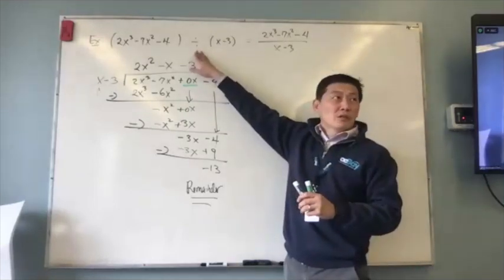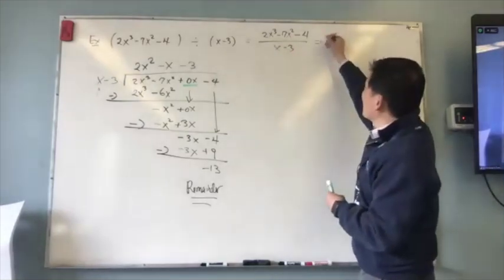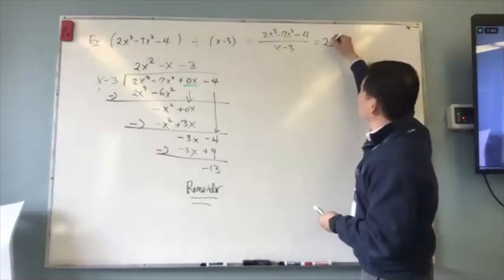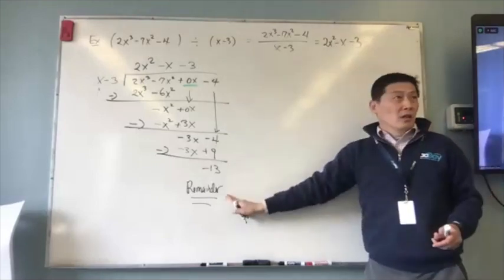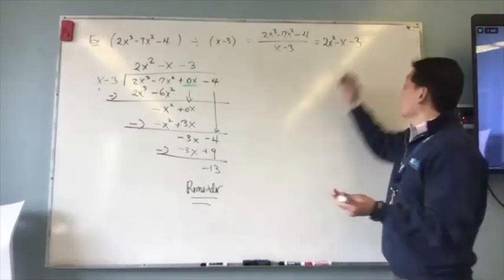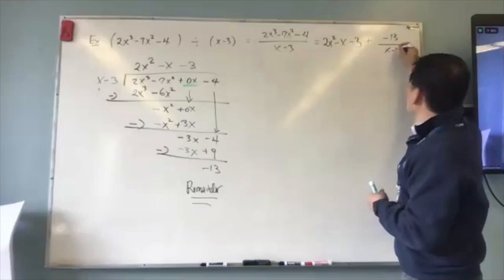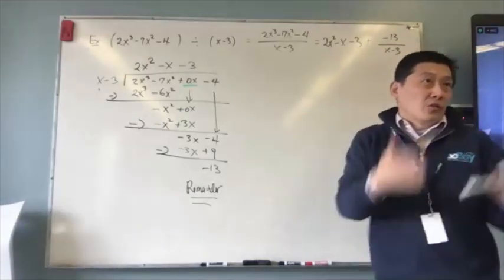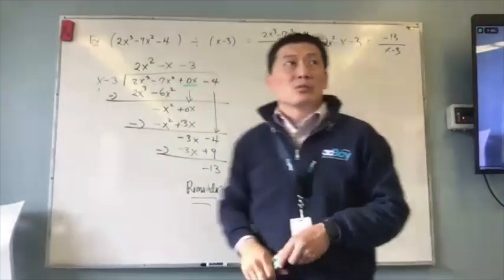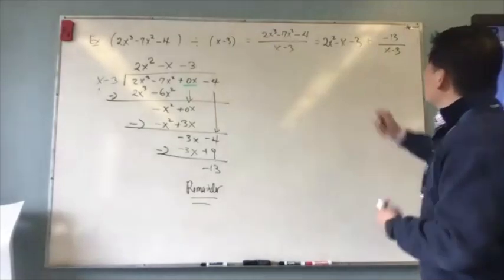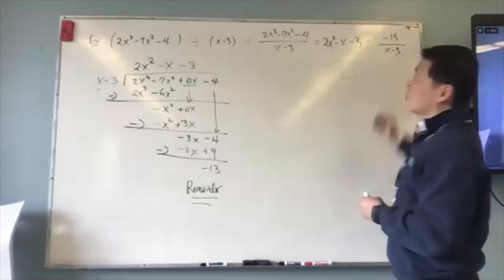Whenever we're thinking about division, we're thinking about fraction. Polynomial can be in fraction form. So if that's the case, that means the answer is 2x squared minus x minus 3. But that's not the only answer because we have a leftover, or remainder. The remainder is simply the negative 13 over the same fraction, because it's divided by that whole fraction. So it's the negative 13 over x minus 3. So this then becomes your final answer for this division.